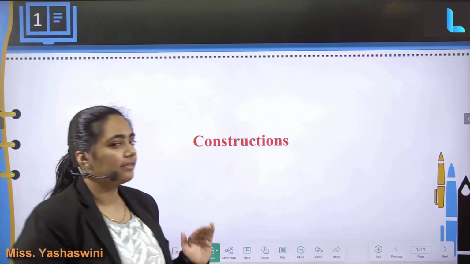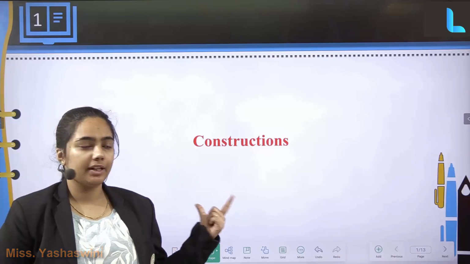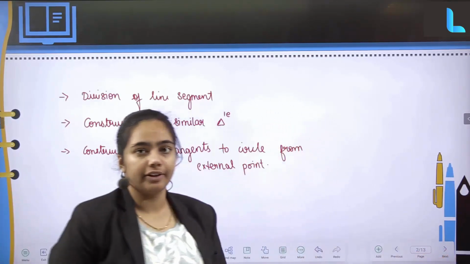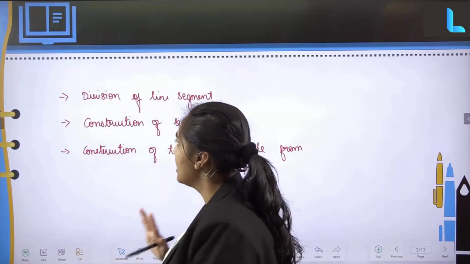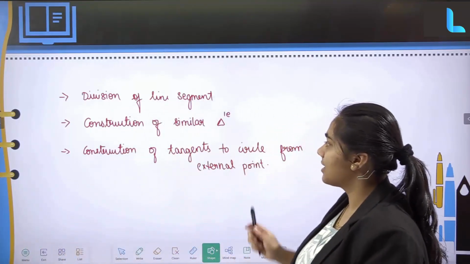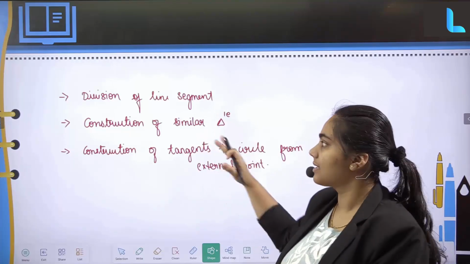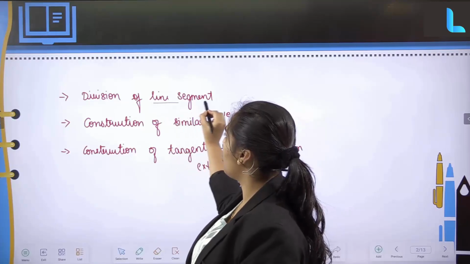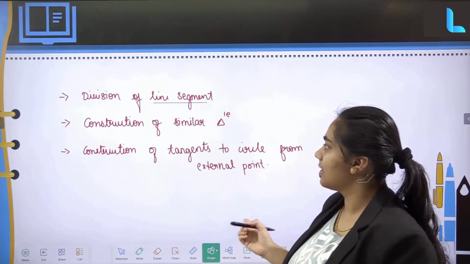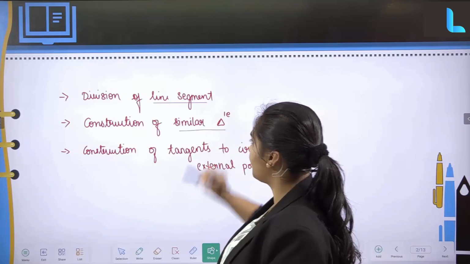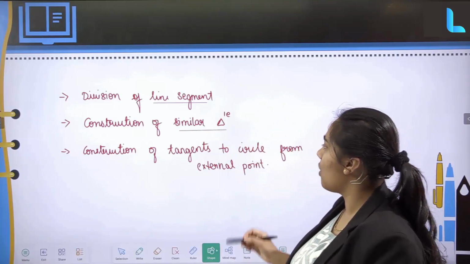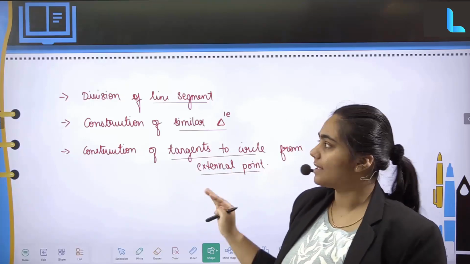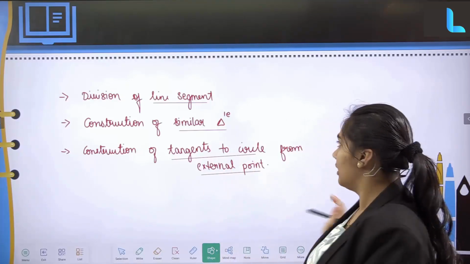Today we are with a new chapter, and the chapter name is Constructions. First let's look into the theory part of it, and then let's start solving a few questions. There are three segments on which this chapter is built. The first is division of a line segment, the next is construction of similar triangles, and the third is construction of tangents to a circle from an external point. So these are the three things you have to learn, right?